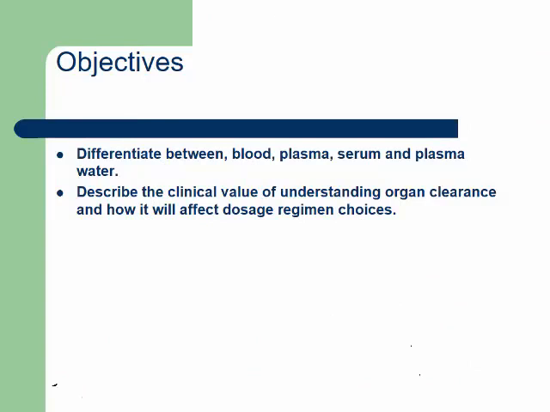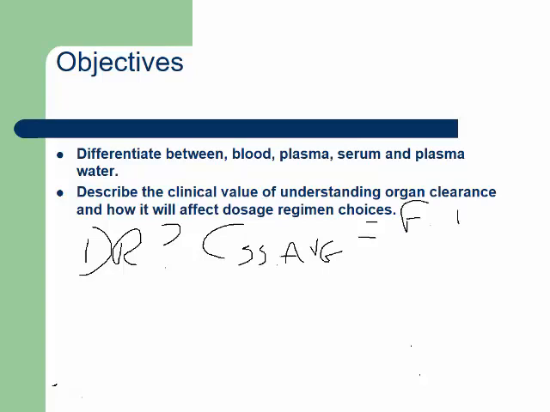Okay, cool. So what we know is if we want to make a dose rate change, we look at Css average, don't we? Css average is determined by bioavailable dose rate over clearance. Today we're talking about clearance, so we know that clearance is an important determinant of Css average and therefore our determinant of how much drug we're going to give per time, or our dose rate.